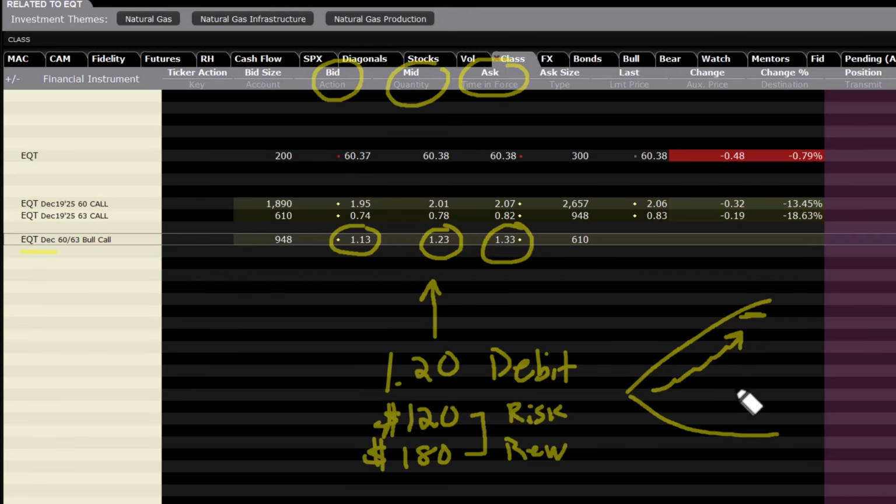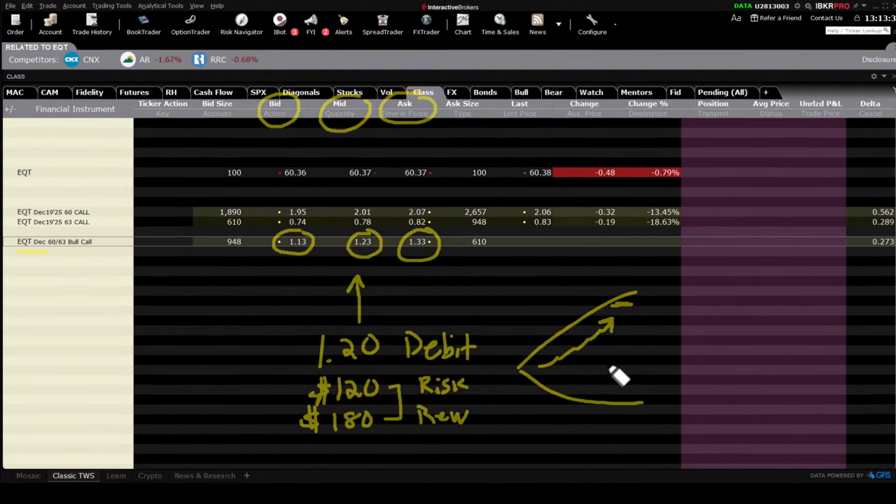We did all of this in less than 20 minutes, live in class. So that's a good example of how you can scan, screen, and look for option strategies.